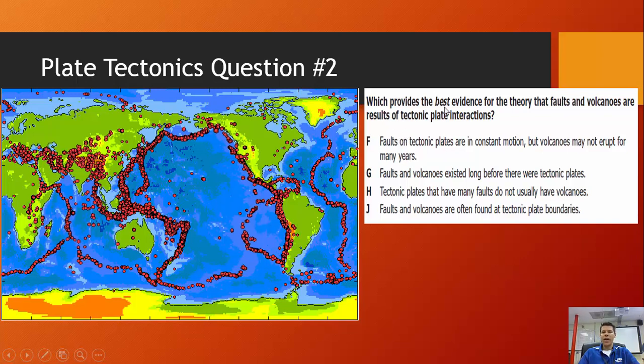Alright, so let's look at the question. Which provides the best evidence for the theory that earthquakes and volcanoes are the result of tectonic plate interactions? Faults on tectonic plates are in constant motion, but volcanoes may not erupt for many years. This may be a reasonably true statement, but it's not answering the question. Faults and volcanoes existed long before there were tectonic plates. That's just wrong. Tectonic plates that have many faults do not usually have volcanoes. That's just wrong. Faults and volcanoes are often found at tectonic plate boundaries. Yes, plate tectonic boundaries. That's where you're going to find most of your action for mountains and volcanoes and earthquakes. So our answer is J.